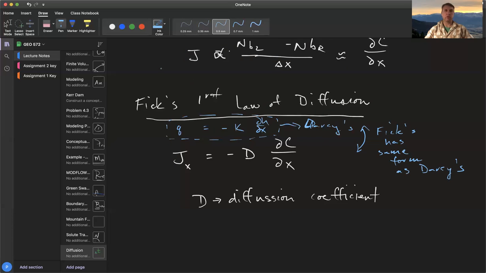All right, so here's one first good news. All the solutions that we've talked about for Darcy's law, everything, all our intuition for Darcy's law now holds for Fick's law.